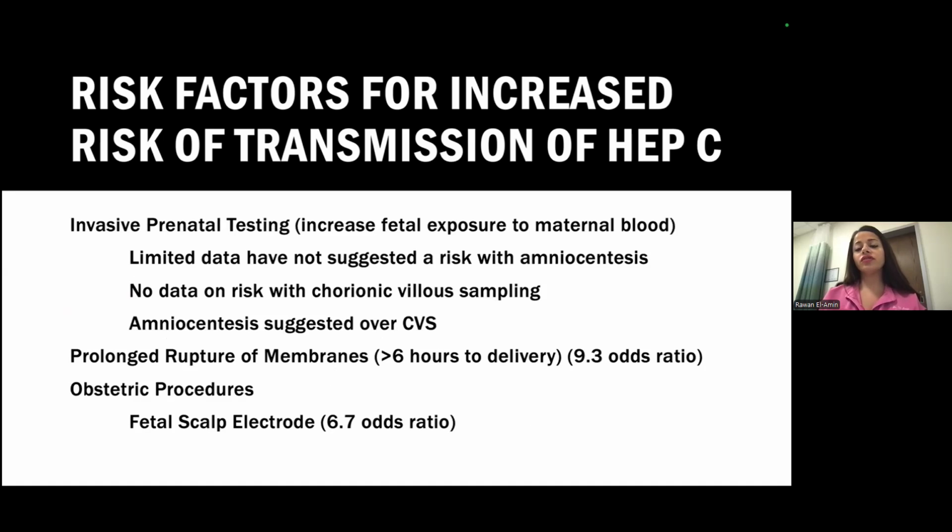What else can increase the risk of transmitting hepatitis C? Well, any invasive prenatal testing, prolonged rupture of membranes, any obstetrical procedures. Looking into the different prenatal testing that we do, amniocentesis, where we go in through the mom's belly and pull out some amniotic fluid to test for any genetic abnormalities, has limited data, but has not been shown to increase that risk. CVS has really no data on it. Therefore, if invasive prenatal testing is necessary, then we recommend amniocentesis over that. And then the risk-benefit ratio would be discussed with the patient.